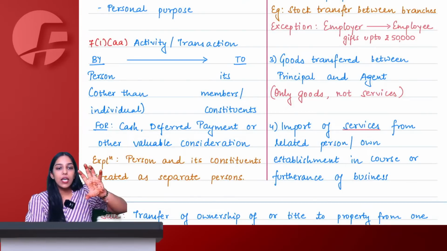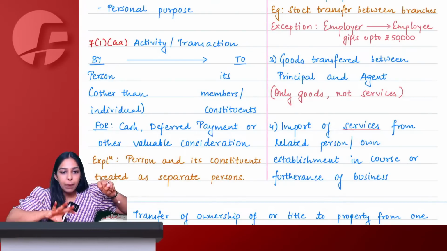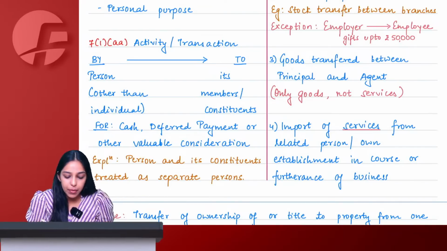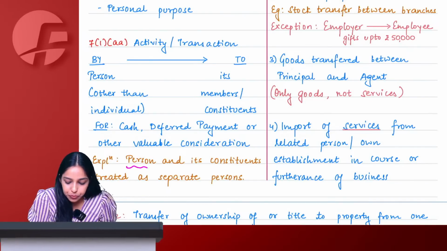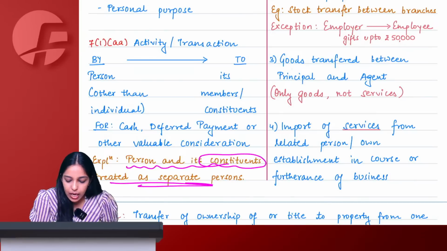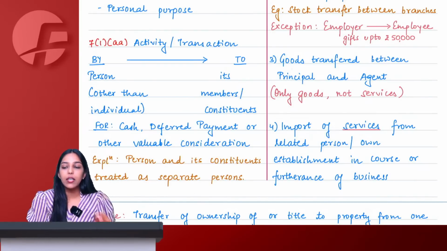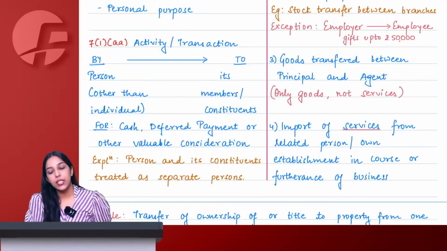Why? Because the club is a different entity and the members of the club are separate. Society is separate, the members of the society are separate. So the explanation says that a person and its constituents are treated as two separate persons, and therefore this will be considered as a supply under GST.